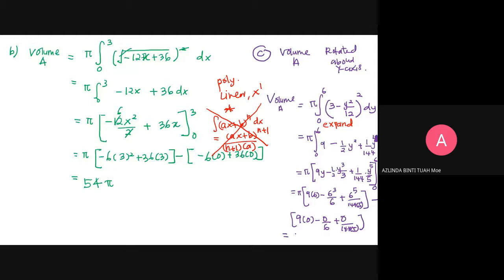Ada Brian? Ada madam, kejap madam. Okay. Yang bahagian bawah tu semua jadi kosong.